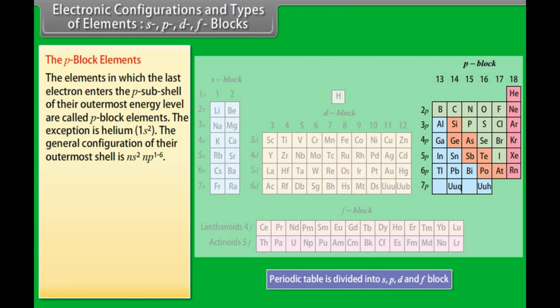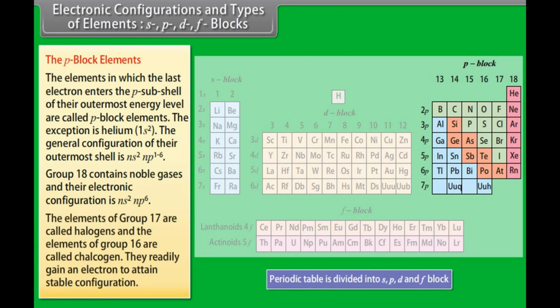The exception is helium. The general configuration of their outermost shell is given. Group 18 contains noble gases and their electronic configuration is given. The elements of group 17 are called halogens and the elements of group 16 are called chalcogens. They readily gain an electron to attain stable configuration.